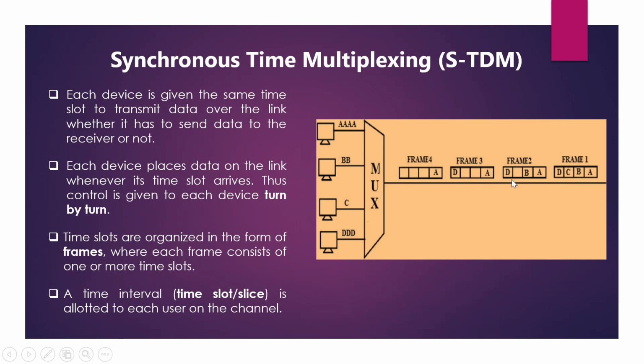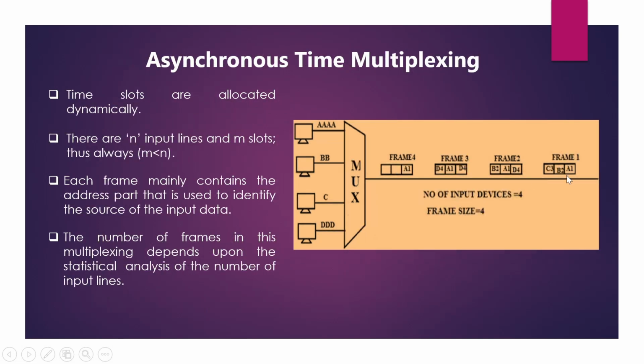But in case of asynchronous time division multiplexing, it is not the case. So here A has put the data, B, C, then D, A, and B, then D, A, and D, again D, which is not the case in synchronous TDM. Same for this frame. So this is why we say the time slots are allocated dynamically. That is, time slots are allocated as per the availability of the data on the input lines, right? So each frame mainly contains the address part also.